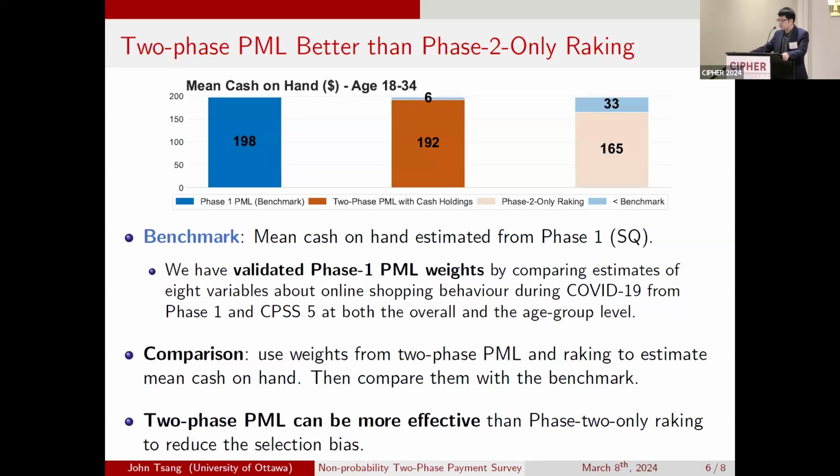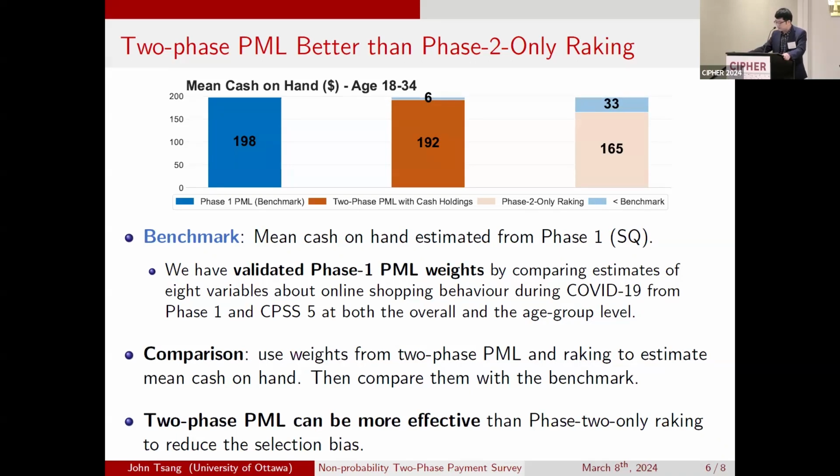We conducted a comparison and found that two-phase PML is more effective than raking at reducing the selection bias in the low response age group, 18 to 34. This comparison involves a benchmark, and the benchmark we use is the mean cash on hand estimated from phase 1 PML weights. We have validated this set of weights by comparing estimates of 8 variables about online shopping behavior of Canadian adults during COVID-19 from phase 1 and a probability sample from StatsCan, called CPSS5, the Canadian Perspective Survey Series 5, at both the overall level and the age group level.